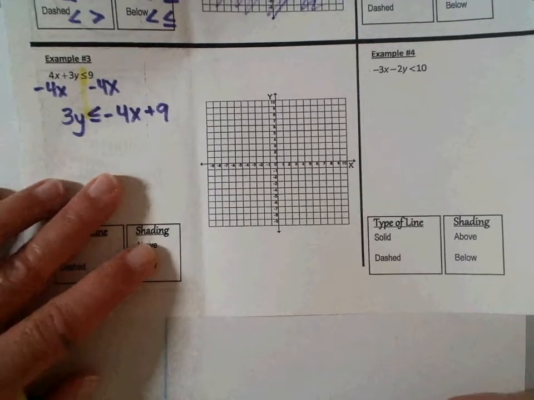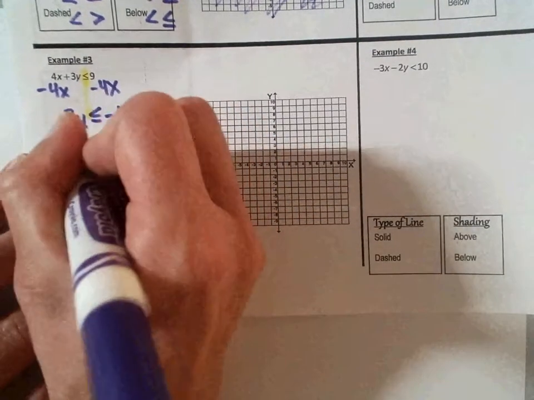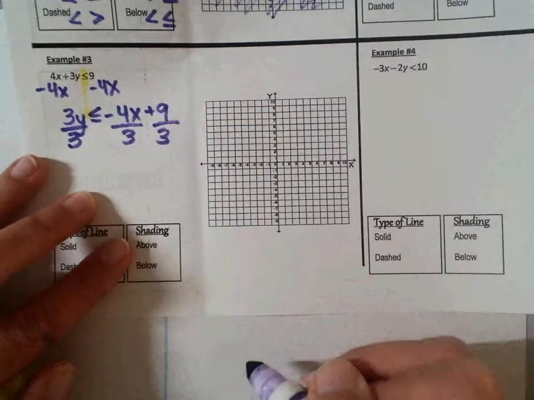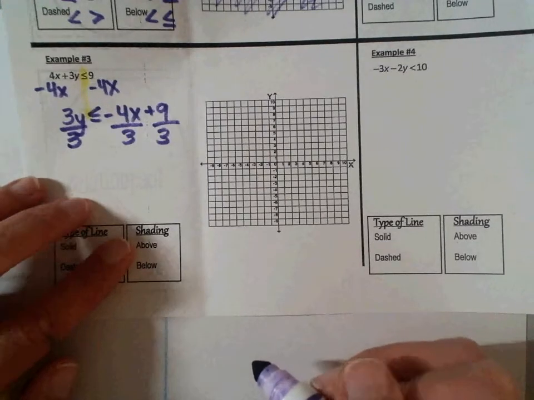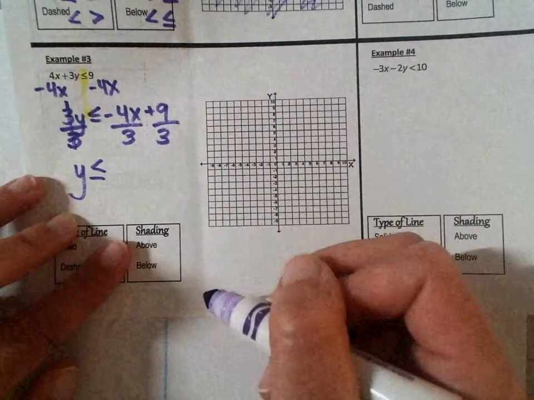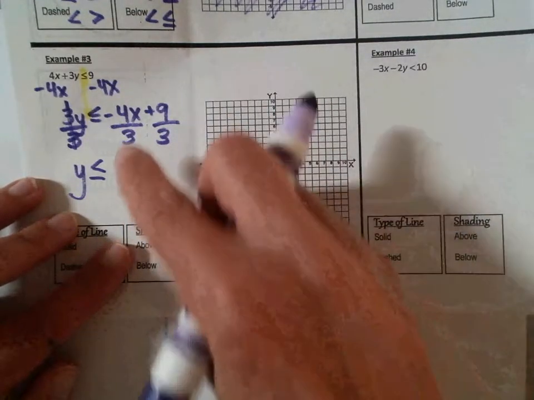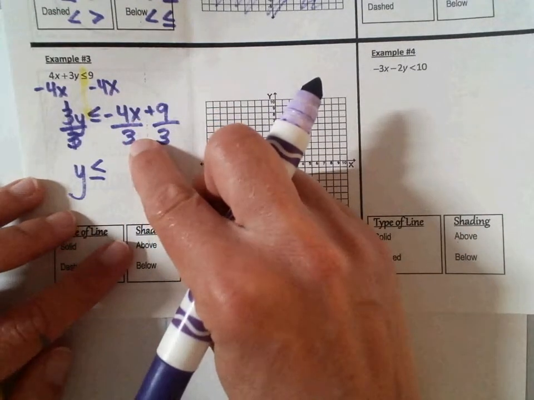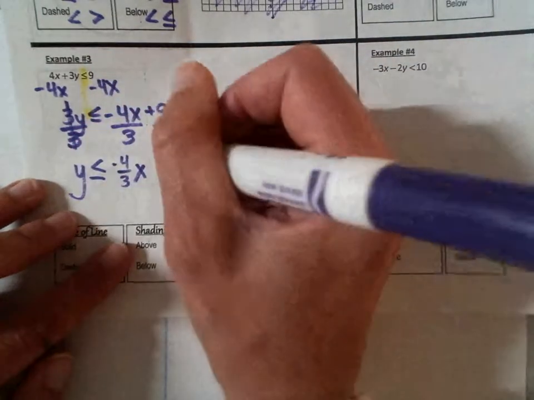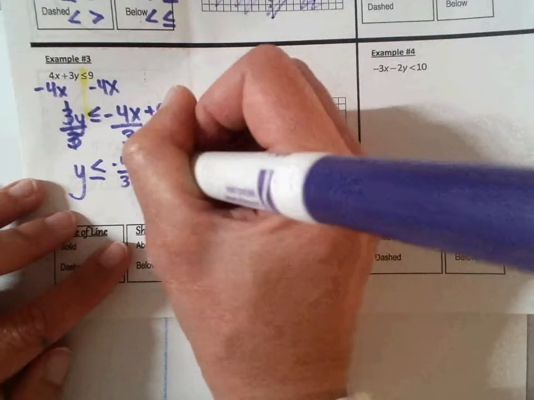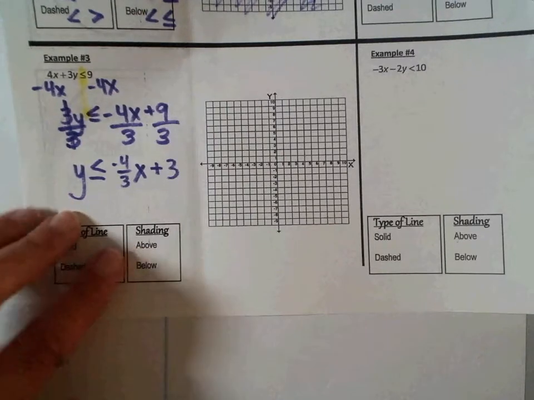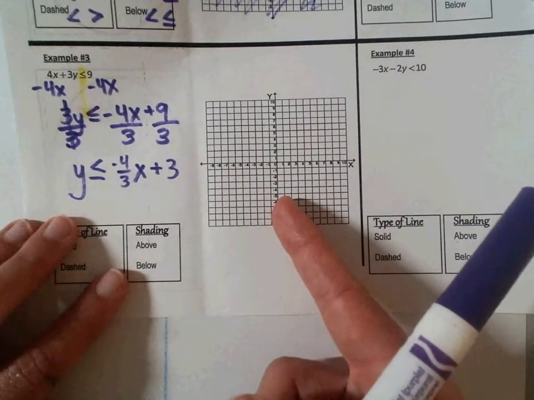Okay, now what do you do next? Divide by 3. Is 3 positive or negative? Positive, so no flipping signs. All right, divide by 3 everywhere. Okay, cancel, cancel. Y is less than or equal to, stay very picky with your work, negative 4/3. Does that simplify? No. Nope, so leave it be. Negative 4/3 x. How about 9/3? 3. Negative 4/3 x plus 3. Good job. Okay, you should know enough now to graph that.